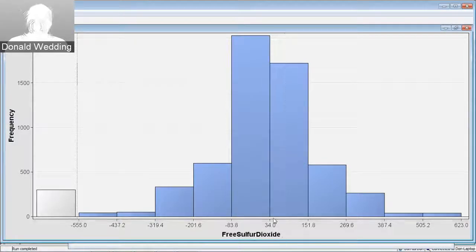But apparently, I'm guessing you guys don't like the fact that it can have negative values, and I'm guessing that maybe you can't have negative values.